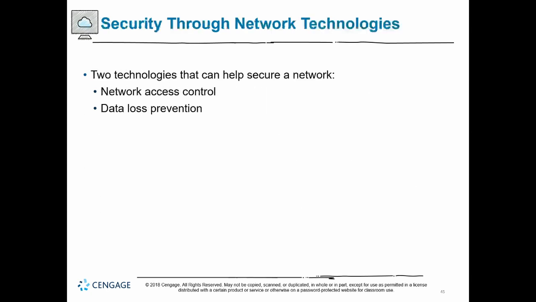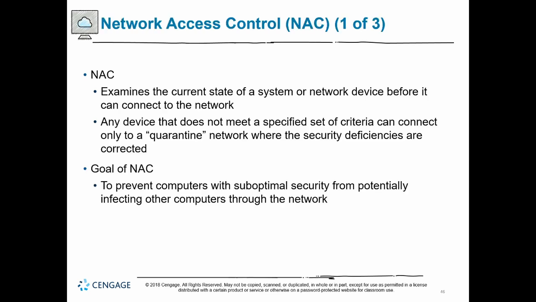Did I go through this? Yeah. Security through network technologies. Two technologies can help secure a network: network access control, or NAC, and data loss prevention. A NAC examines the current state of a system or network device before it can connect to the network. Any device that does not meet a specified set of criteria can connect only to a quarantine network where the security deficiencies are corrected.